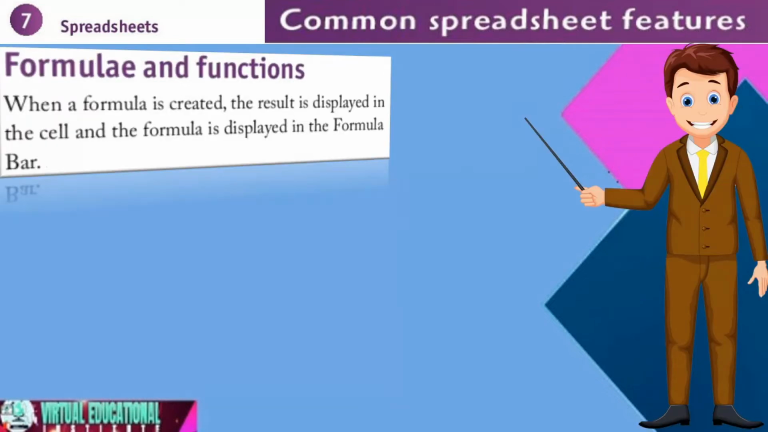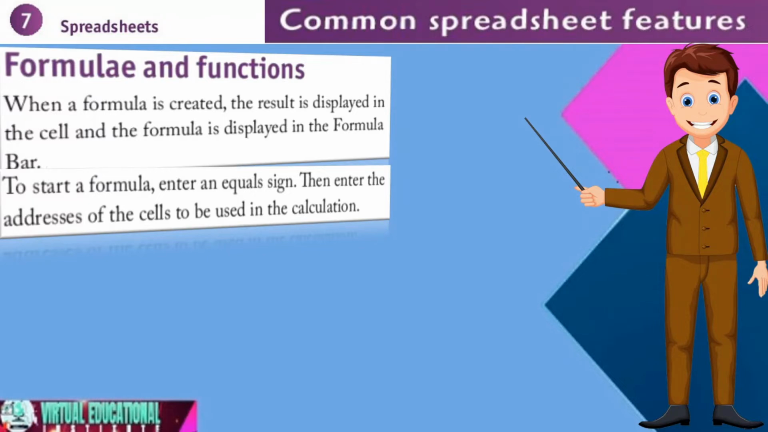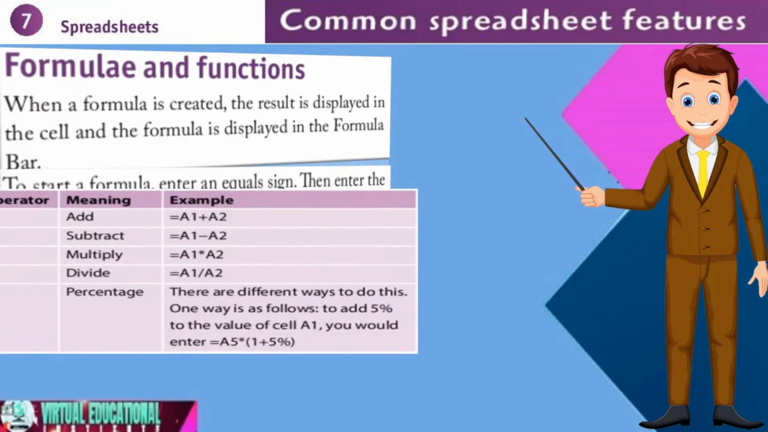Now let's turn our attention to formula and functions. When a formula is created, the result is displayed in the cell and the formula is displayed in the formula bar. To start a formula, it's important that you enter an equal sign. In other words, all formulas must begin with an equal sign. After you enter the equal sign, then enter the addresses of the cells to be used in the calculation.